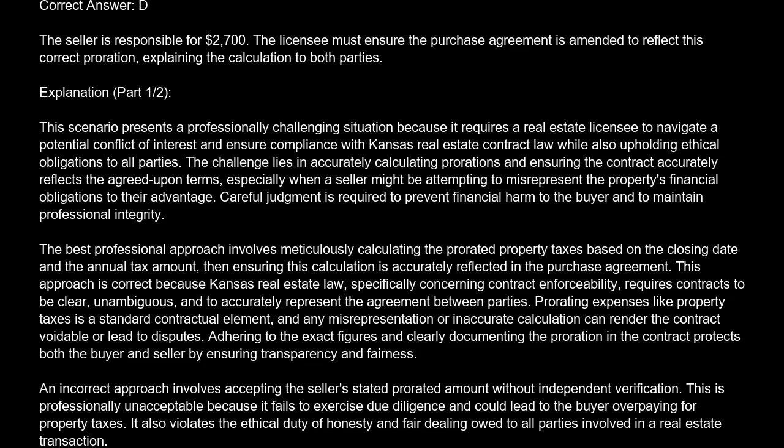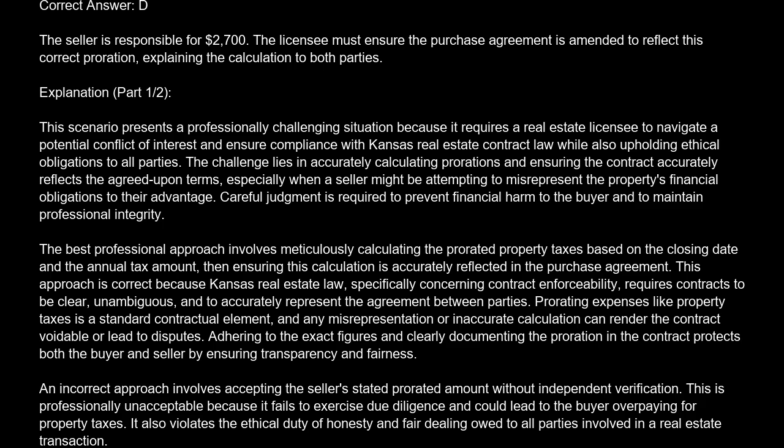The correct answer is D. The seller is responsible for $2,700. The licensee must ensure the purchase agreement is amended to reflect this correct proration, explaining the calculation to both parties. Explanation. This scenario presents a professionally challenging situation because it requires a real estate licensee to navigate a potential conflict of interest and ensure compliance with Kansas real estate contract law, while also upholding ethical obligations to all parties. The challenge lies in accurately calculating prorations and ensuring the contract accurately reflects the agreed-upon terms, especially when a seller might be attempting to misrepresent the property's financial obligations to their advantage.